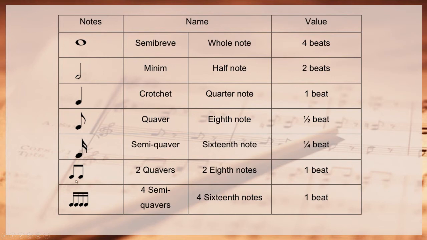And then if you combine them, so if you combine 2 8th notes, you get 2 half beats, which means it's 1 beat. It's the same as 1 quarter note. Okay. And similarly, if you have 4 16th notes, you also get 1 beat, which is also the same as a single quarter note.